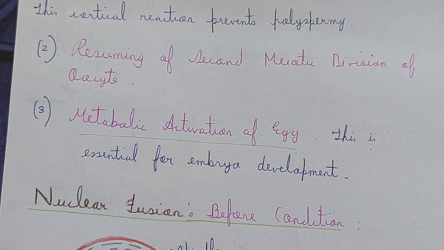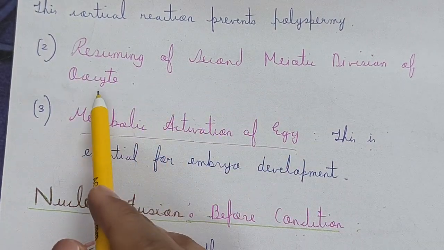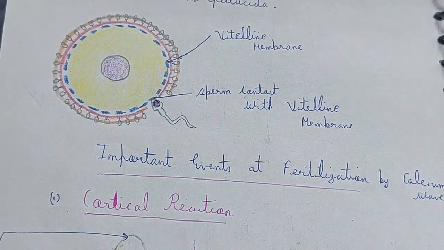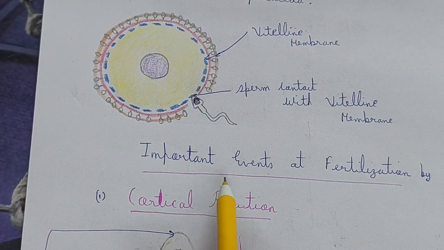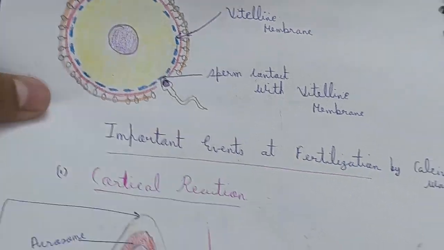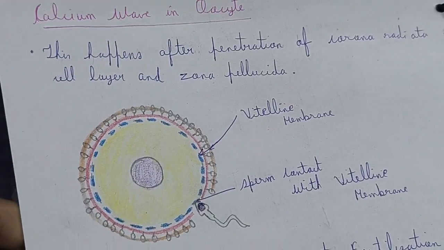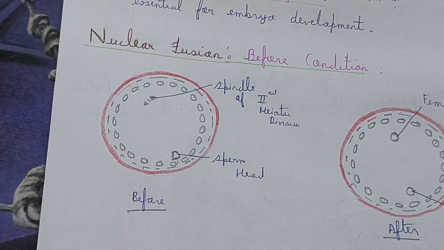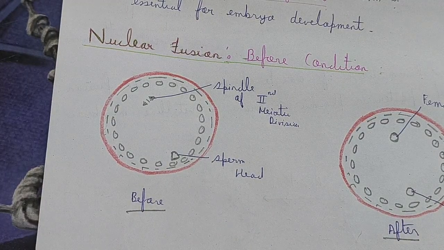So that is all about the resuming of second meiotic division of the oocyte, the metabolic activation of the egg, and the cortical reaction. All these are important events at fertilization triggered by the calcium wave, and this calcium wave occurs in the oocyte. So now, basically, nucleus fusion.